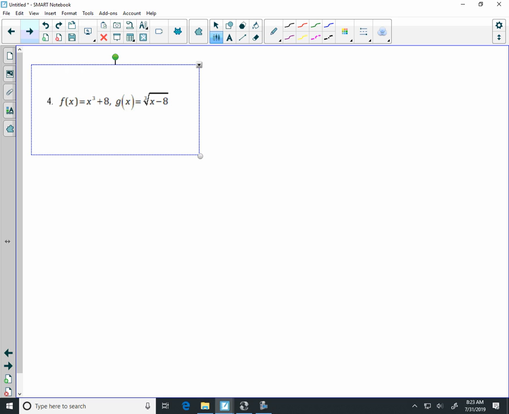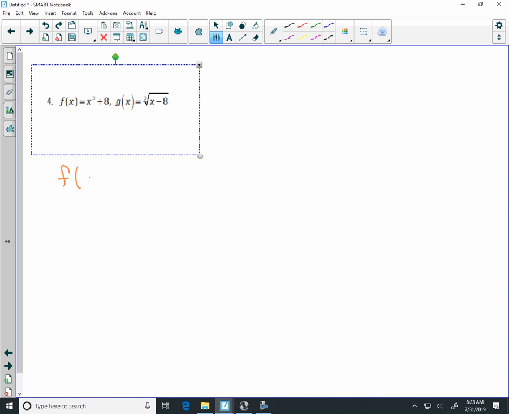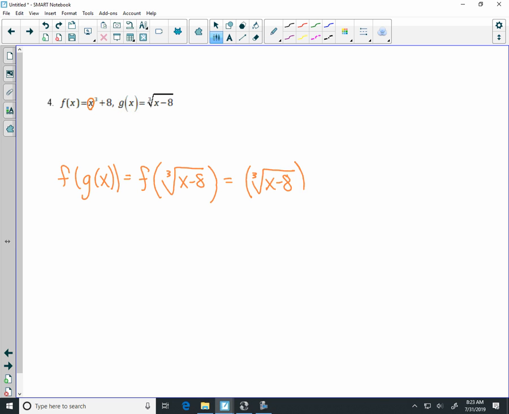So number 4, we're trying to determine if we have inverses, and our f of x is x cubed plus 8, and our g of x is cube root of x minus 8. So this one actually looks pretty good. Let's prove it. So g of x is cube root of x minus 8. And I'm going to put that in for x in my f of x. So here's how that looks. Cube root of x minus 8, cubed, and then plus 8. Don't forget that plus 8. So it's all about order of operations here.